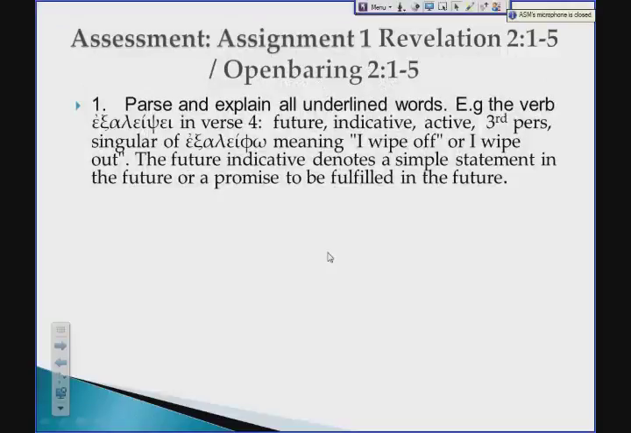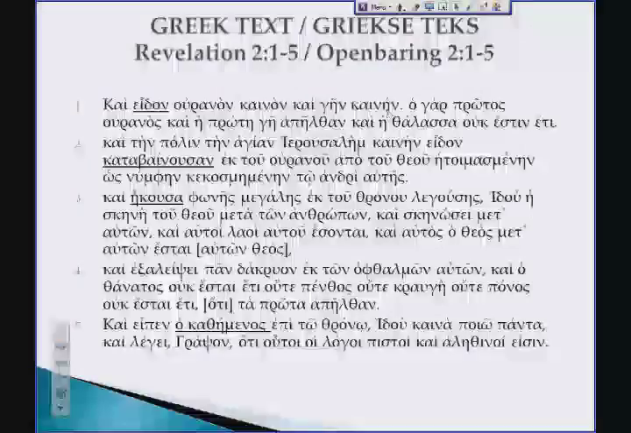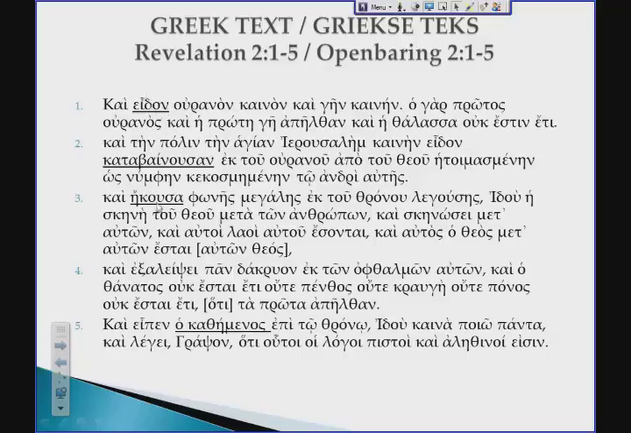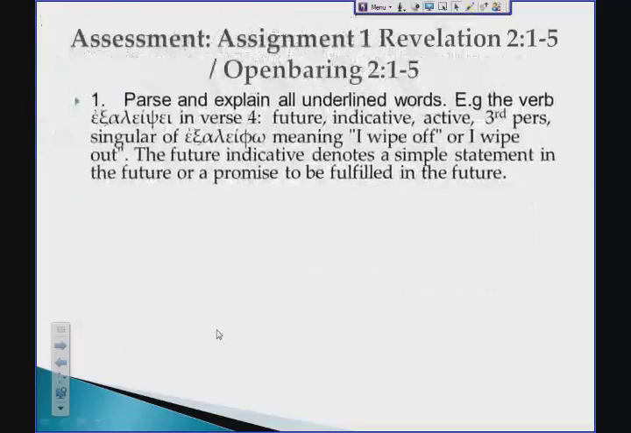I'm giving you an assessment on Revelation 21. Sorry, it's not Revelation 2, it's Revelation 21. Now, you must go and parse and explain all underlined words. If you go back to the text, there is the underlined word Adon. You must parse it for me. Kata bainusan, parse, and then ekousa, and also kathamenos, ho kathamenos. Please parse and analyze or explain all those words for me.